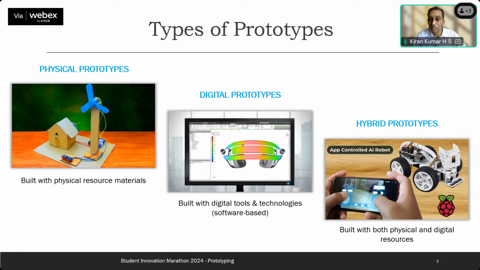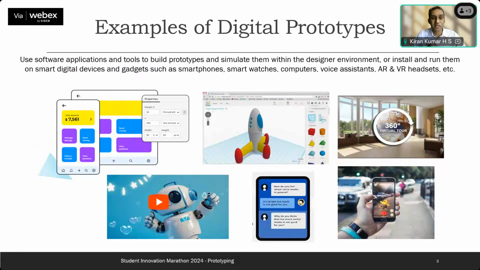An example of this would be a mobile phone app controlling a robot which moves around. You can make the robot move around. Okay, so I'm going to give you some examples of digital and hybrid prototypes, and then we'll also discuss a few techniques for digital prototyping. Okay. So what are some of the examples?